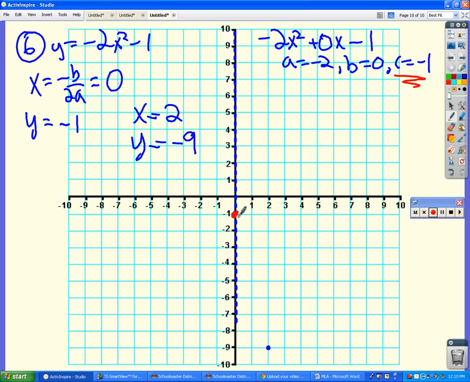Okay? So that tells you then that there's another point the same distance from the axis of symmetry on the other side over here. And so now you can draw in the rest of your graph.